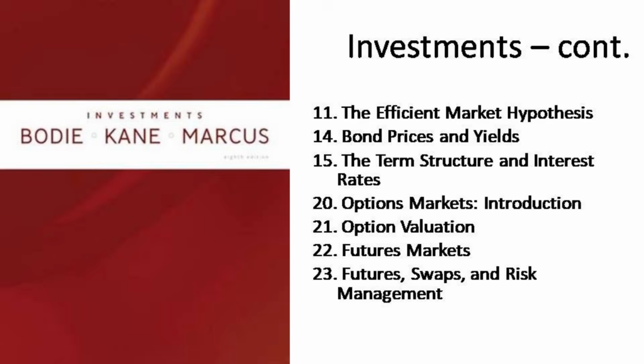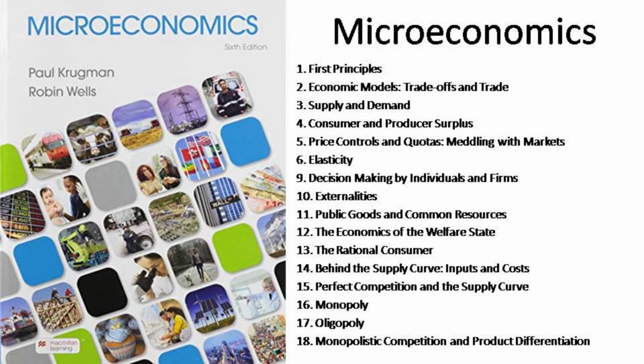and risk management. And then microeconomics, covering first principles, economic models, trade-offs and trade, supply and demand, consumer and producer surplus, price controls and quotas, meddling with markets, elasticity, decision-making by individuals and firms, externalities, public goods and common resources, the economics of the welfare state, the rational consumer, behind the supply curve, inputs and costs, perfect competition and the supply curve, monopoly, oligopoly, and monopolistic competition and product differentiation.